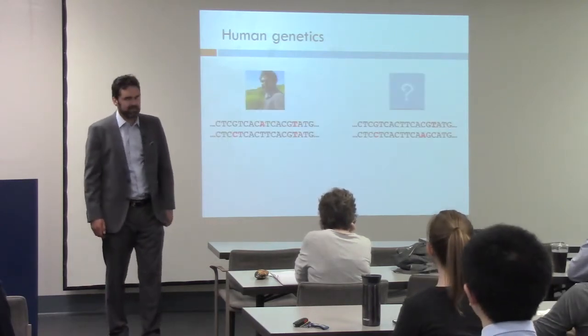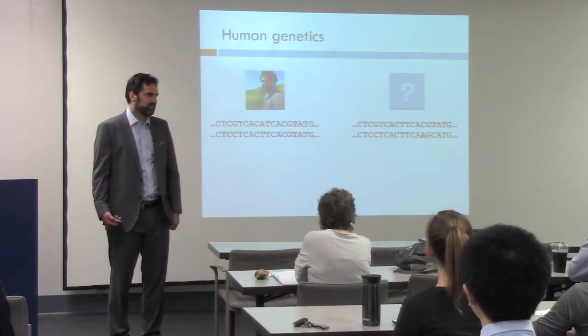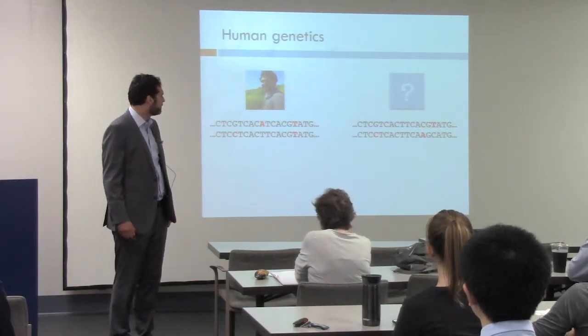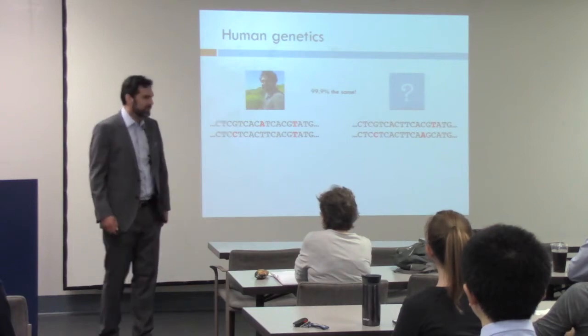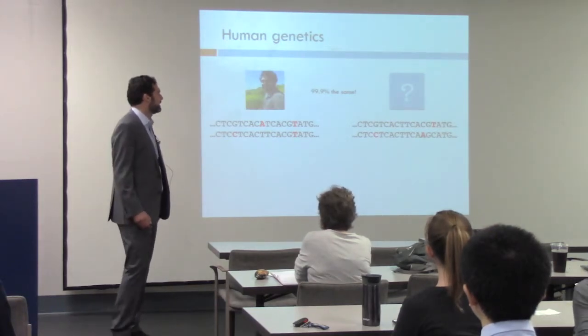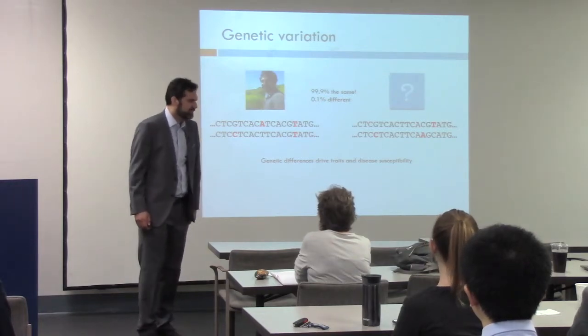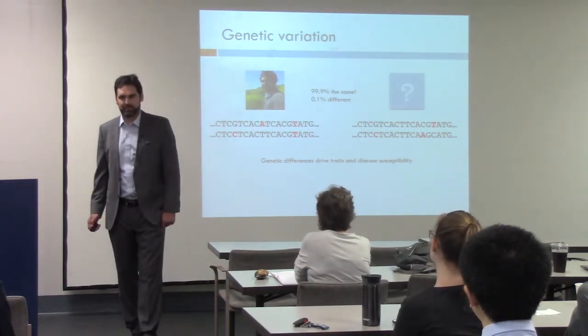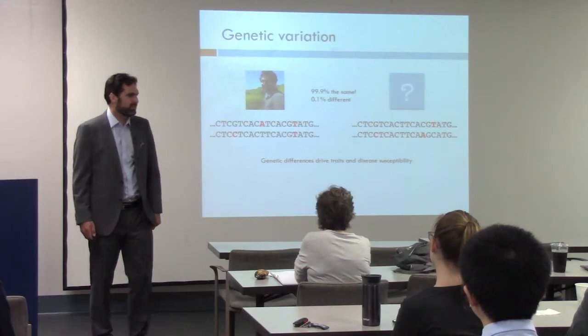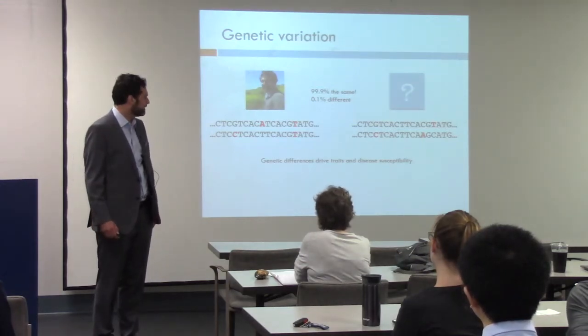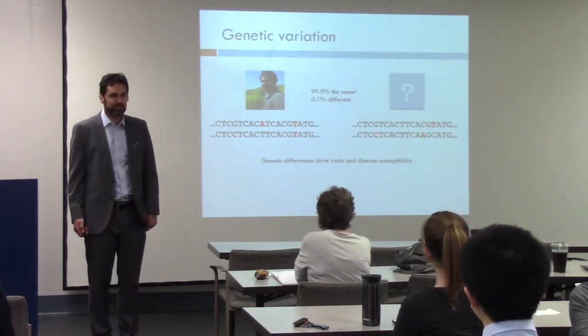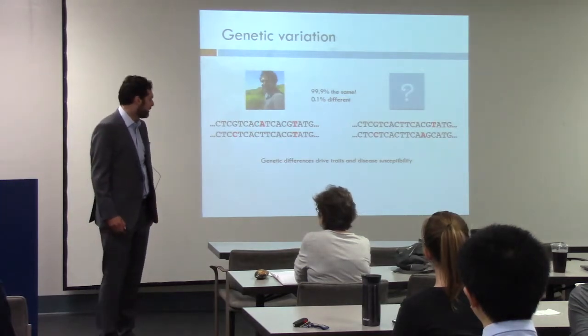One question we can ask, however, is how similar is my genome to the genome of other people? And it turns out it's 99.9% the same. We're really similar. However, that 0.1% of differences, those are what drive the traits and the disease susceptibilities that we can inherit from our parents. And so it's really important to understand what's going on with those.